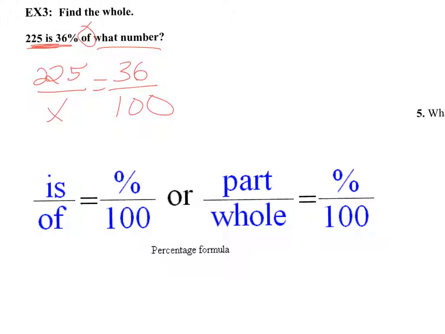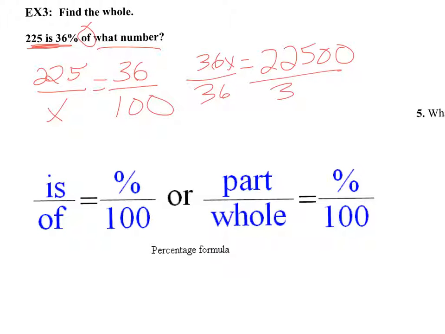Now we can use the cross product, so we have 36x equals 225 times 100, and that gives us 22,500. So now we can divide each side by 36. Now another way that we could have done this, we could have also reduced the fraction 36 over 100 and created another equivalent proportion. So in this case, 36 goes into 225 6 times.